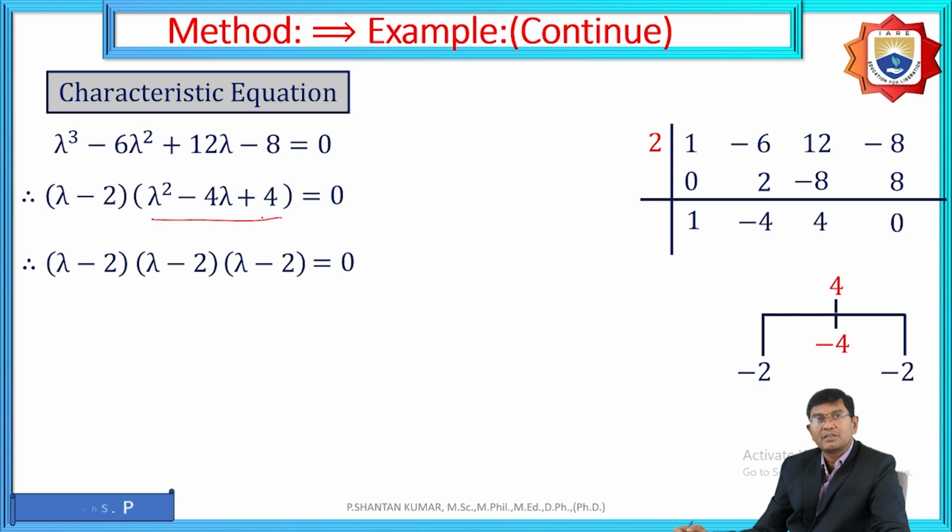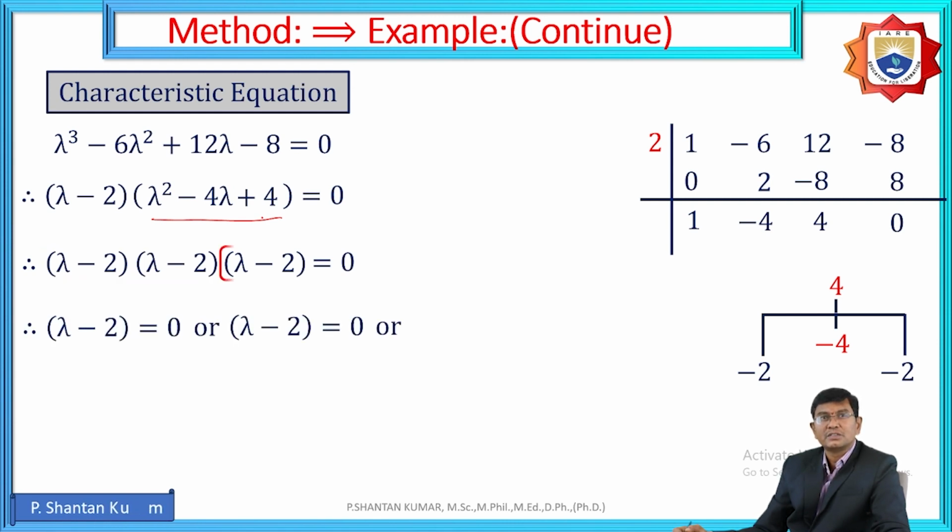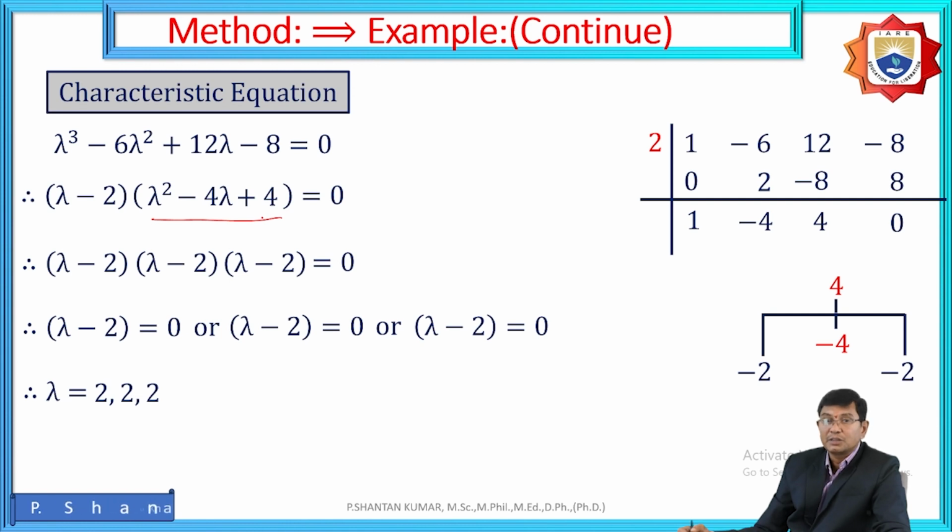Lambda is equal to 2 for the first one, second one also, third one also. By equating all this, lambda is equal to 2, 2 and also 2. That means in this particular matrix the eigenvalues are repeated, but we should not consider only one eigenvalue. Because the order of the given matrix is 3 by 3, we need to get 3 eigenvalues. That means whatever the order of the given matrix, the number of eigenvalues is also the order of the matrix.